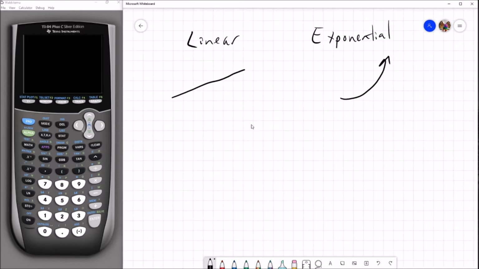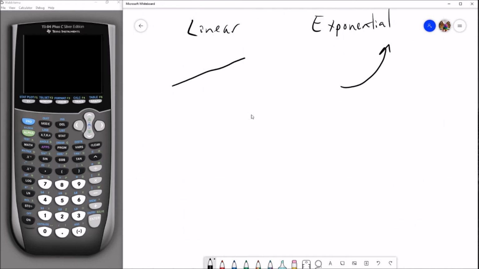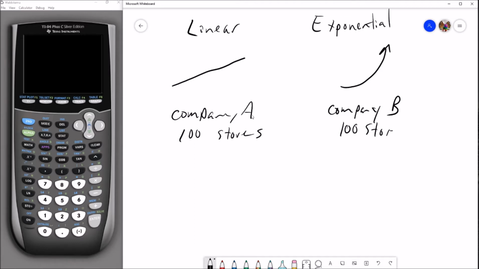So let's consider two companies, Company A and Company B. What we're going to do is look at the difference between linear and exponential in terms of growth with two companies. Each company has 100 stores, and each company has decided they're going to focus on expansion.